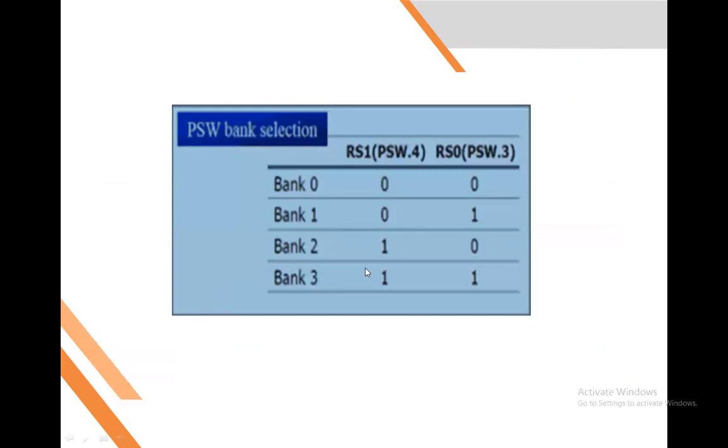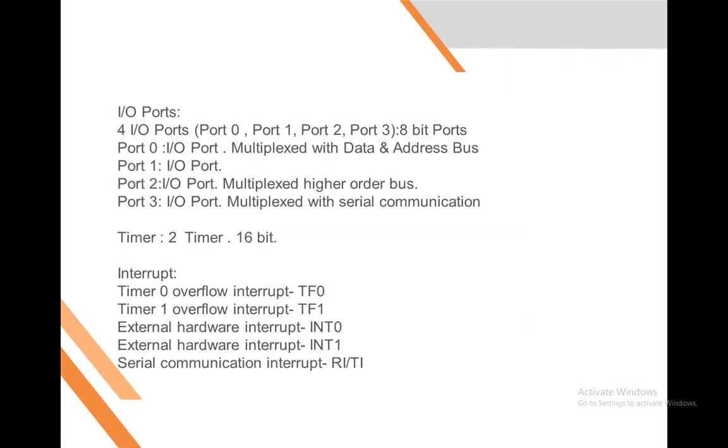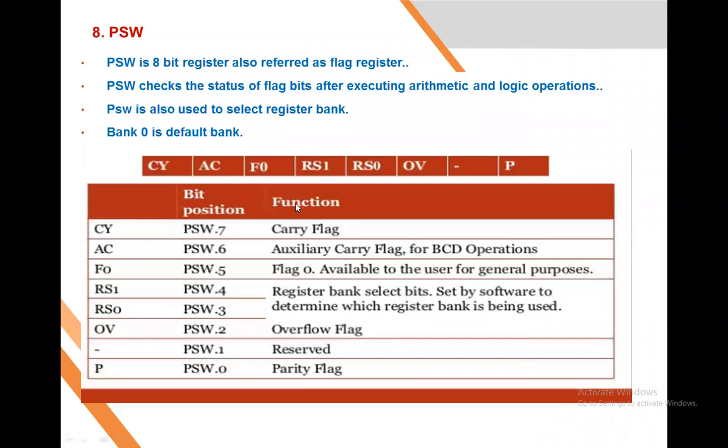See, for bank 0, PSW.4 is 0 and PSW.3 is 0. Bank 1 is 0 1, bank 2 is 1 0, and for bank 3 we have to use 1 1. So PSW.4 and PSW.3 you must set to the value 1 1. By using 1 1 you set bank 3.